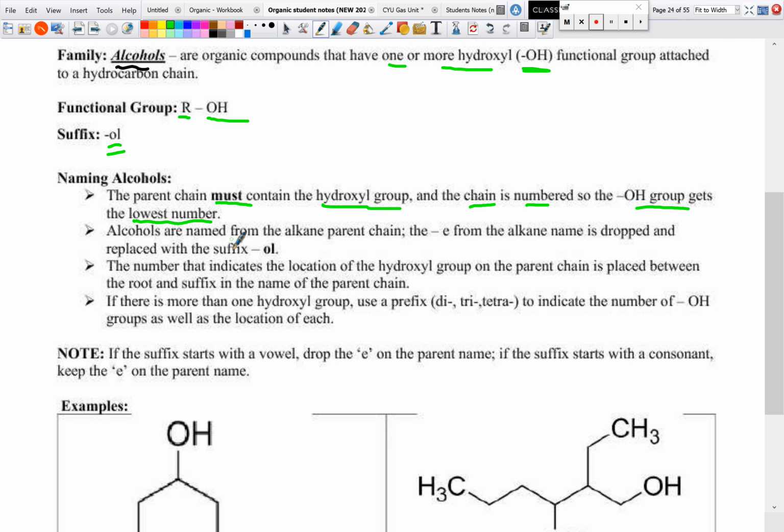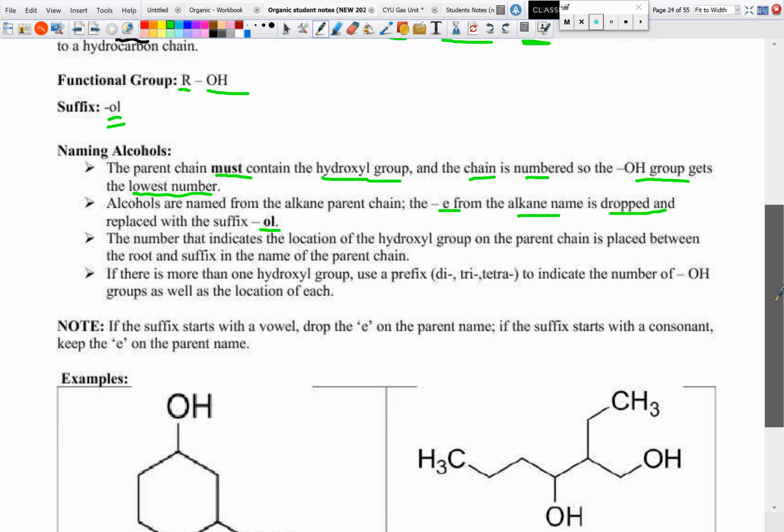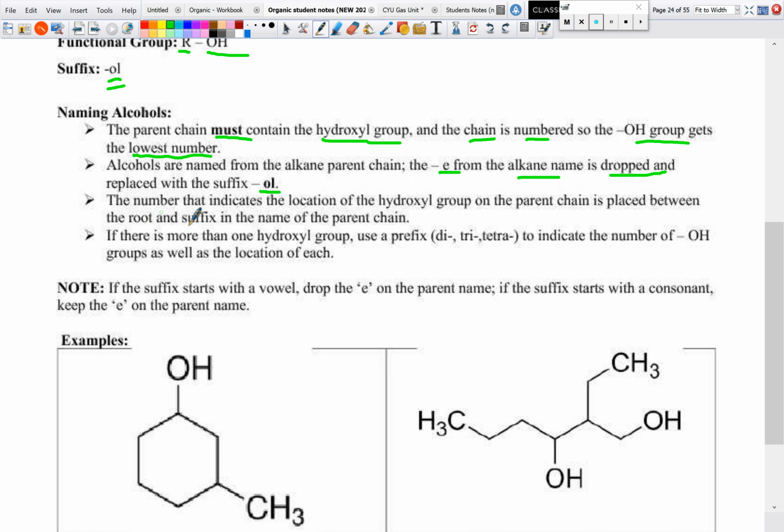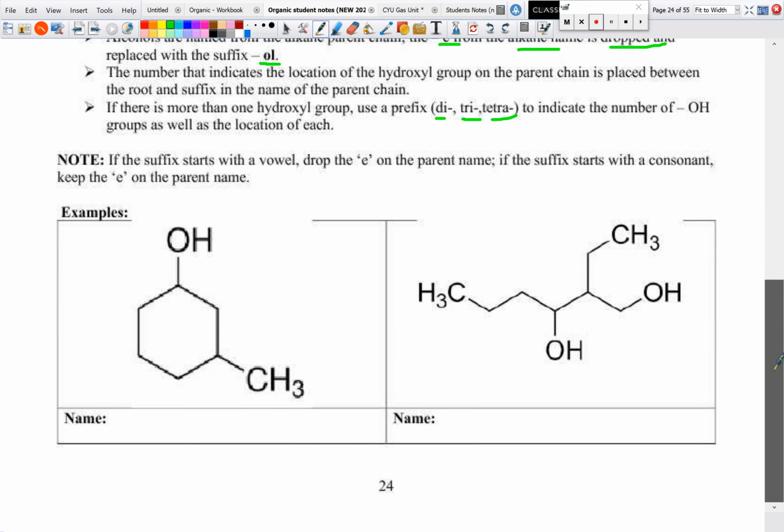So alcohols are named from the alkane parent chain. The E from the alkane name is dropped, and we add the suffix OL. So we kind of name it like it's an alkane, drop the E and add OL. We will also need to put in a number where the hydroxyl group is located. And if there's more than one hydroxyl group, we have to use the di, tri, tetra prefixes as well. So let's look at our first example.